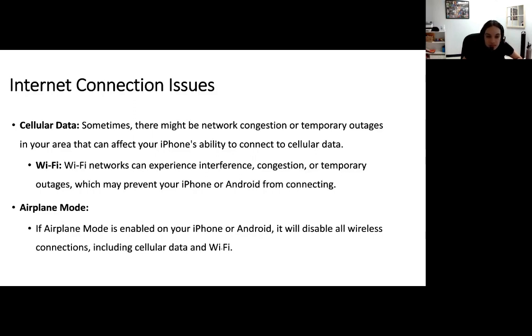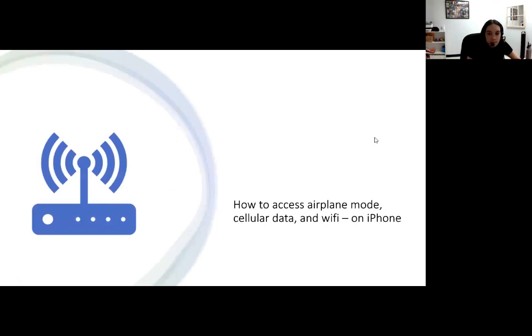So I'm going to show you here today where to find these connections, the shortcut way, because I know that a lot of people, you could just go to your settings and find it that way, but there's a simpler way to quickly get to our cellular data, our Wi-Fi, and our airplane mode, which is faster than going to our settings. So how do we access all these internet connections on our iPhone?